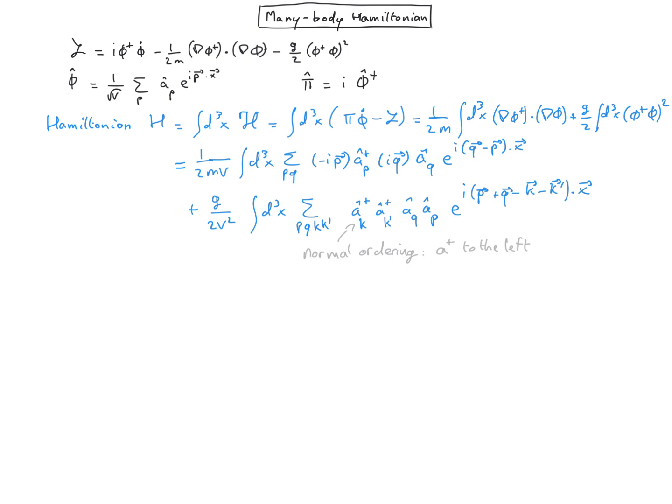To convince yourself, have a look at Lancaster and Blundell in chapter 4.4, where they try a different order and show that it leads to spurious terms.